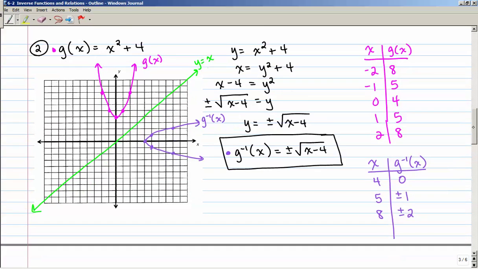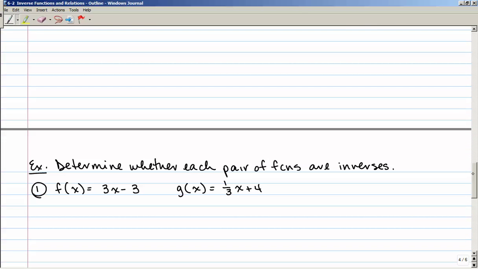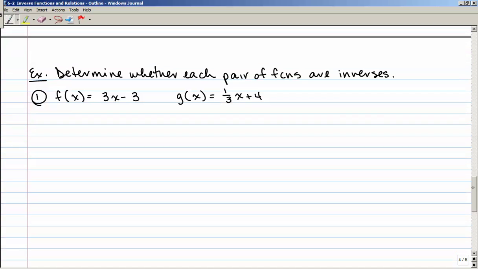Okay, now you can tell if two functions are inverses of each other if both of their compositions are the identity function. In other words, f of x and g of x are inverses of each other if f of g of x is equal to x and g of f of x is equal to x. So we're going to use composition of functions, just like we did in the last section, and if both of the compositions are equal to x, then the functions are inverses of each other. So let's take a look at a couple examples here.